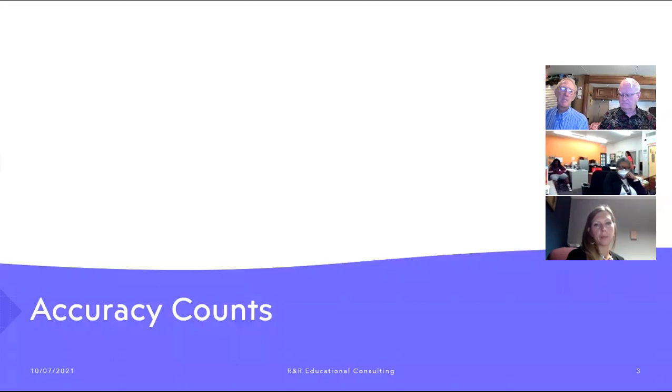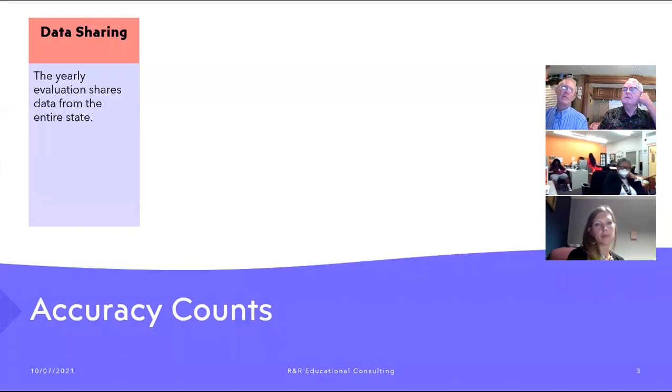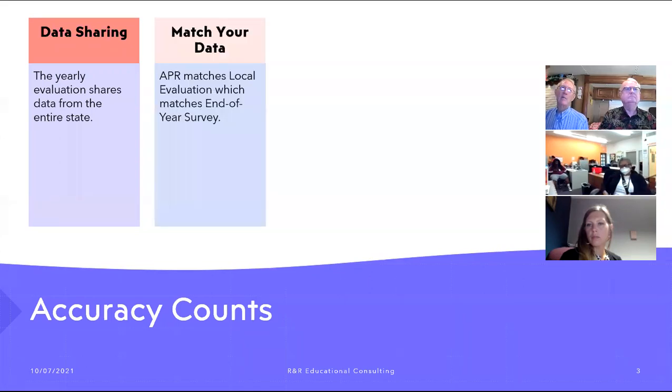Accuracy. In the past, occasionally, and I'm going to emphasize occasionally, we've had problems with everything matching, and the yearly evaluation shares the data from the entire state. So we put it all together, but before we do, we want to make sure that it's accurate. Everything has to match: the APR, your local evaluation, and the data in the end of year survey.